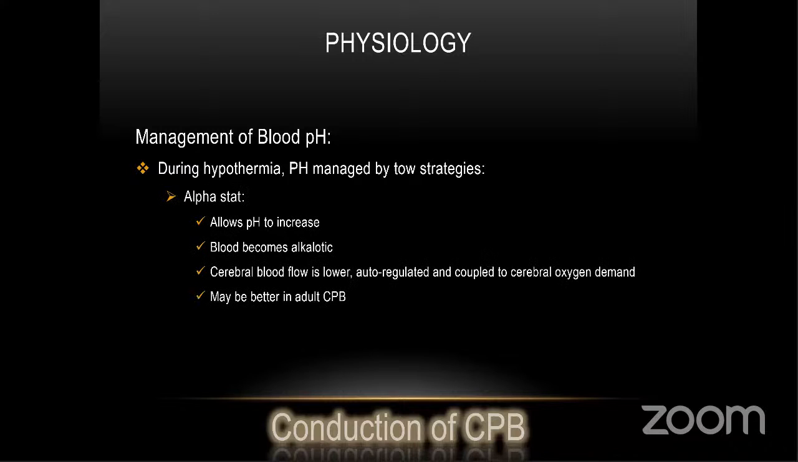Regarding alpha stat, you do not follow the pH. So if the pH increases more than 7.4, it shouldn't be corrected because it's physiologically increased due to the temperature change in the blood. This will give less cerebral blood flow and keep the cerebral perfusion regulated by auto-regulation. You will not interfere with it.